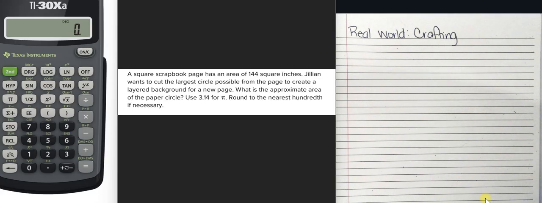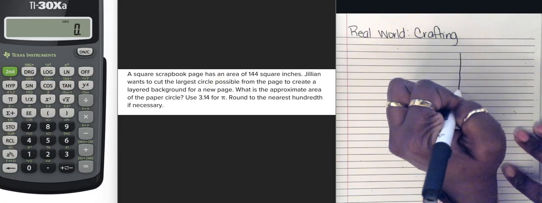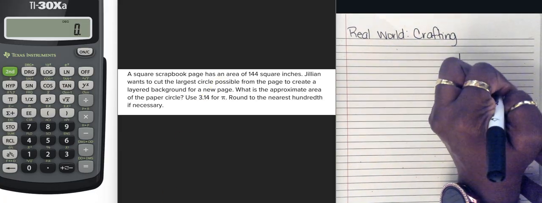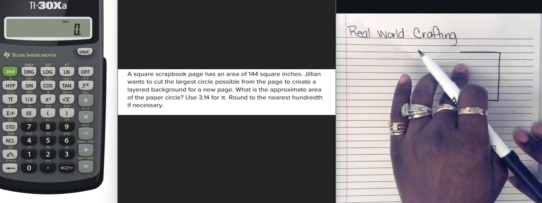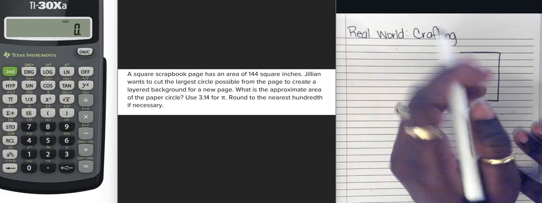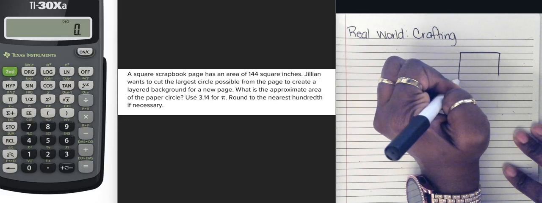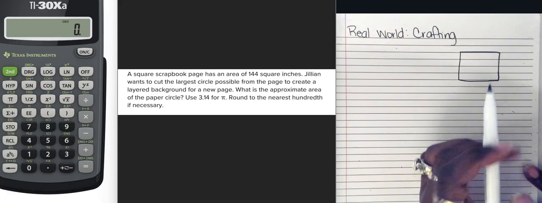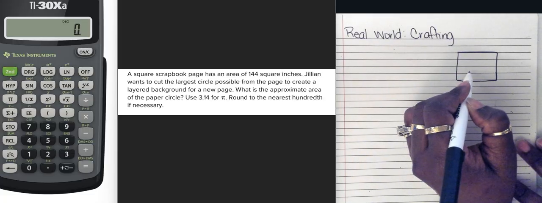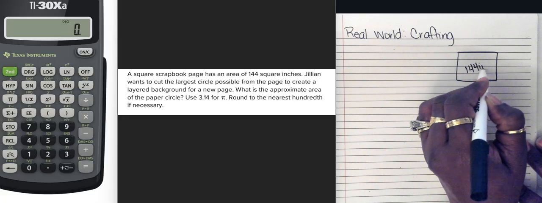All right, so first things first, I noticed that they mentioned that there's a square scrapbook page. So the first thing we're going to do is draw our square scrapbook page. I know this looks more like a rectangle. Maybe I'll make it a little bit smaller. Here we go. All right, so we have our square scrapbook page, and they tell us that the area is going to be 144 square inches.